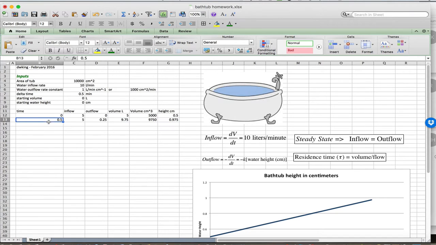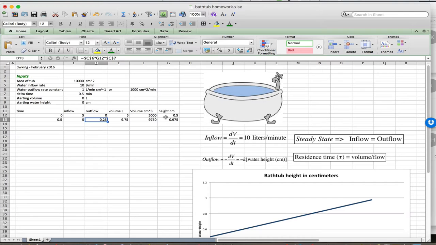So my time step is going to be 0.5. My inflow is going to be C5 times C7. So I'm putting in basically half a liter for every half a minute. My outflow now is a little bit different. It's C6, the rate constant, times G12. Now it's not an absolute address, it's a relative address, and it's the height of the water in the tub from the previous time step.